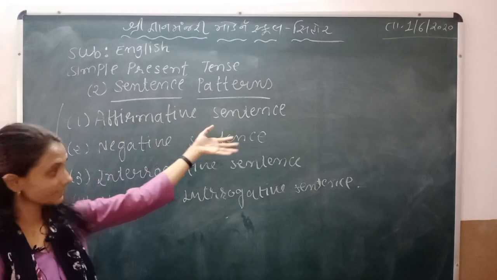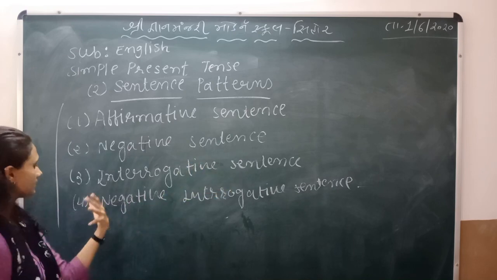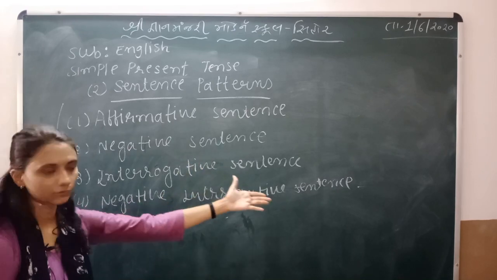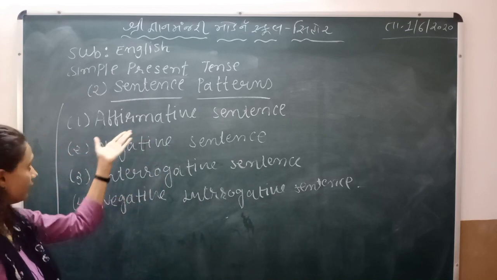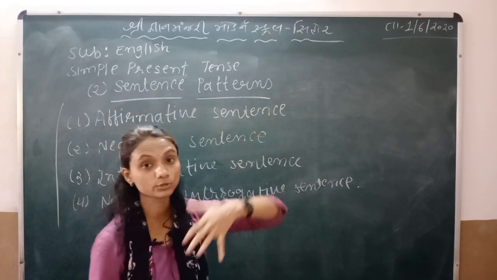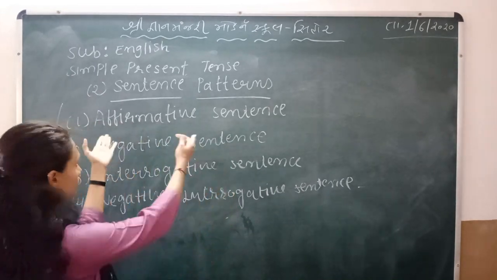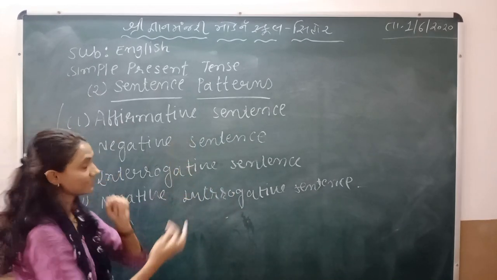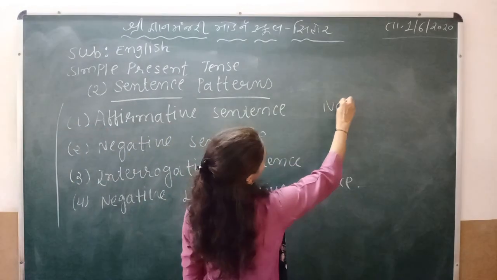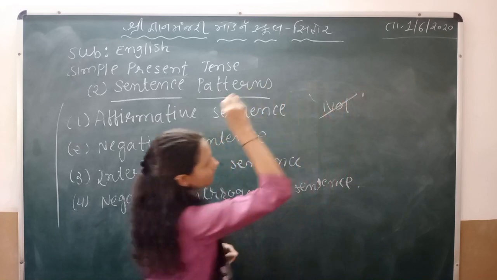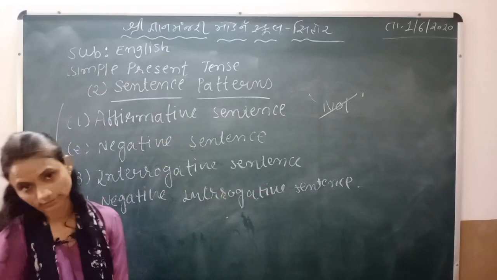First is affirmative sentence, second is negative sentence, third is interrogative sentence, and the fourth is negative interrogative sentence. You all are aware about these 4 types. In affirmative, you will find the positive sentences. It means without not. You are not allowed to use not in affirmative sentence.